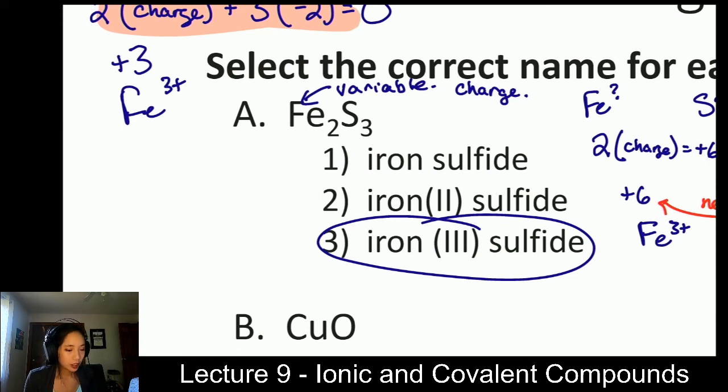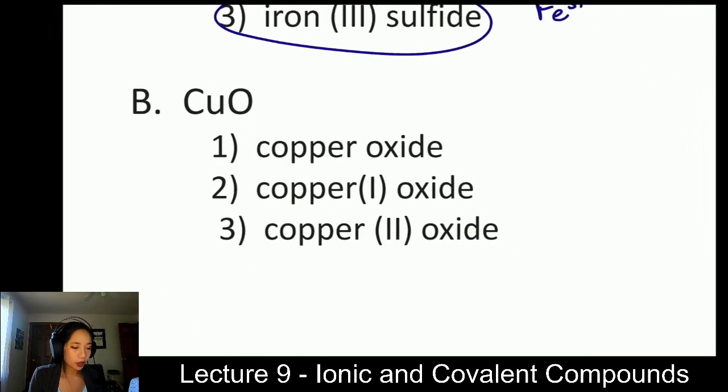Okay. So if you were not paying attention to variable charges or didn't know, you might just say iron sulfide, but that would be incorrect because iron is one of our variable charge cations, and we have to essentially back calculate what is that charge on that iron depending on how many anions are there. Okay, let's do the second one.